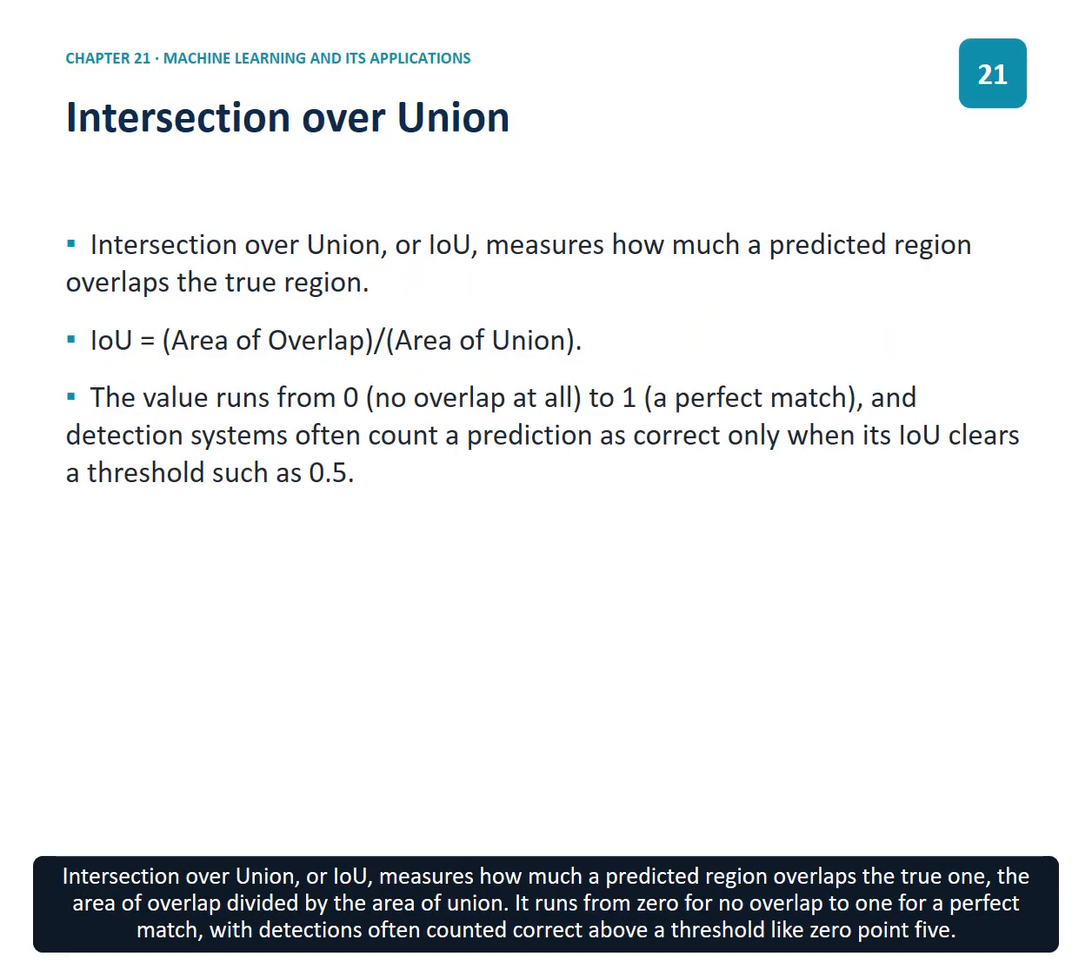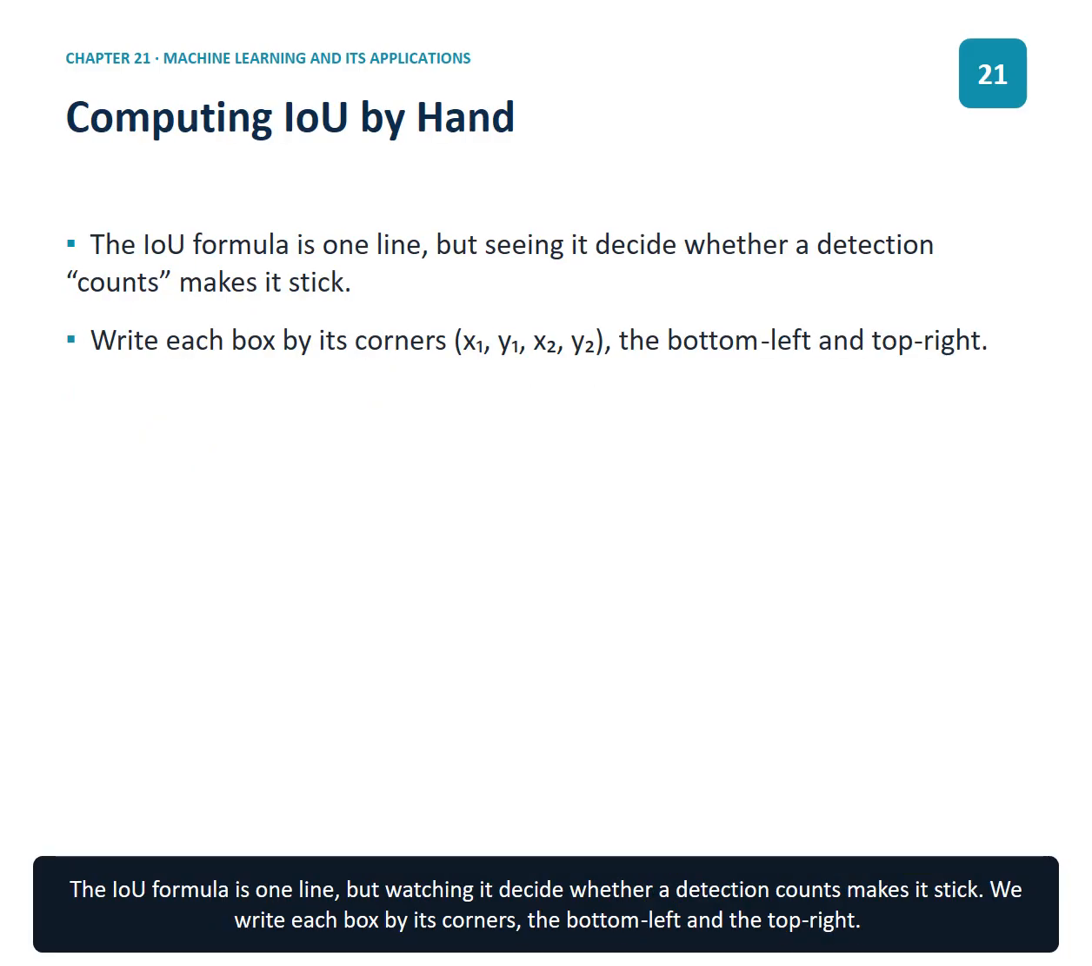Intersection over union, or IOU, measures how much a predicted region overlaps the true one, the area of overlap divided by the area of union. It runs from 0 for no overlap to 1 for a perfect match, with detections often counted correct above a threshold like 0.5. The IOU formula is one line, but watching it decide whether a detection counts makes it stick.